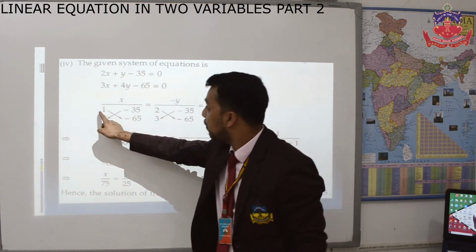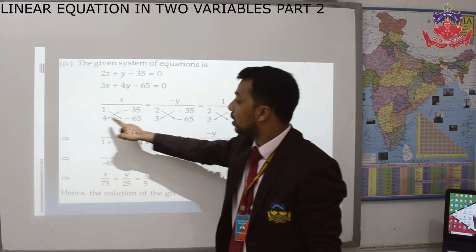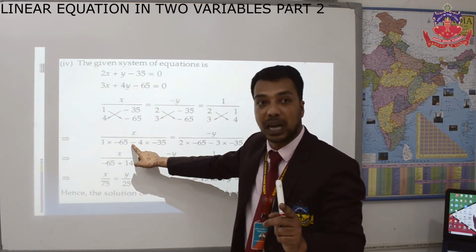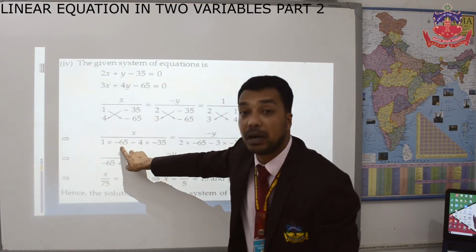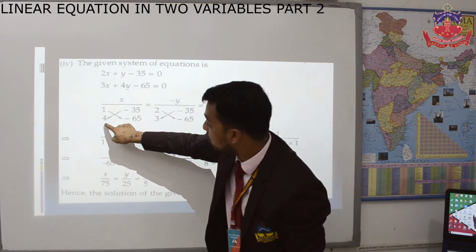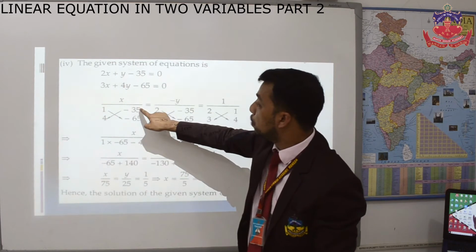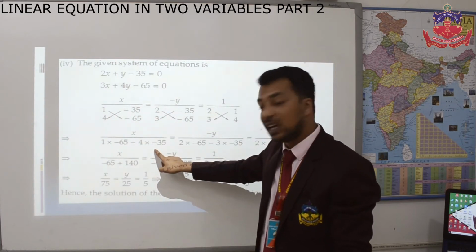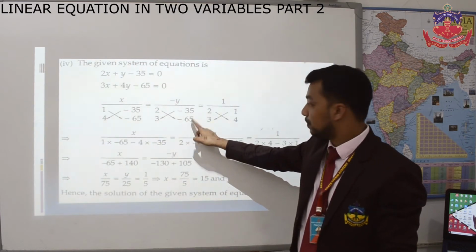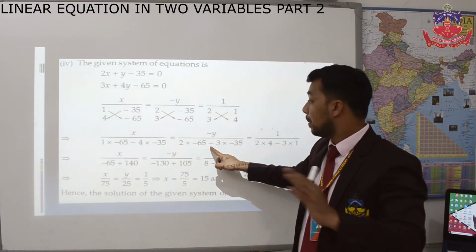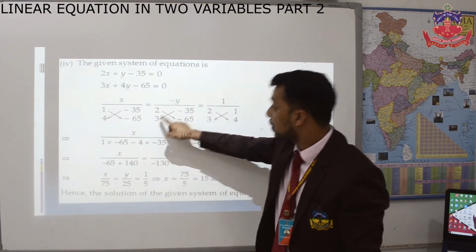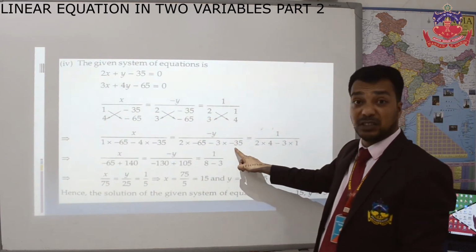You cross multiply from the left to the right, and then you put the sign for the formula, that is minus sign, in between. After you have completed the first multiplication, you put the sign, that is minus, and then you multiply the next, that is from the left hand side 4 into minus 35, which is the second part. Then for the y, you multiply 2 into minus 65. You put the sign of the formula, that is minus. You multiply 3 with minus 35. That comes here, second part.